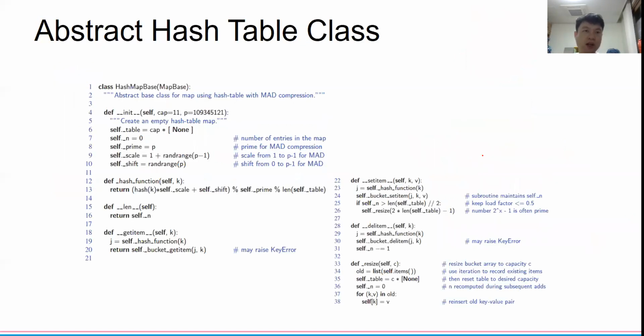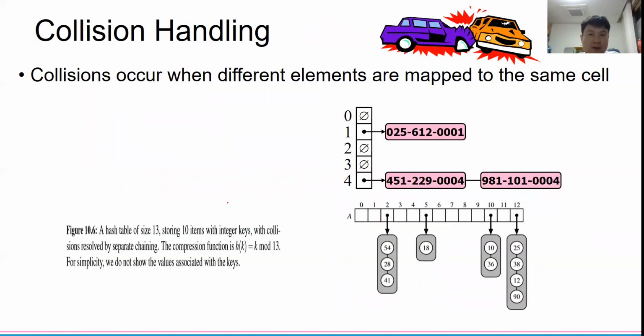So using the hash table class, if you want to take a look at this hash table class, I think it's almost the same as what you see on the map. We have the length, get item, set item, delete item, but we have other methods which are resize and hash function. So you can take a look at this one. This is the abstract of the hash table class.